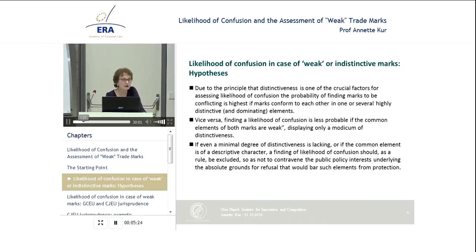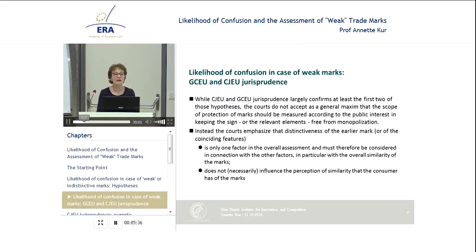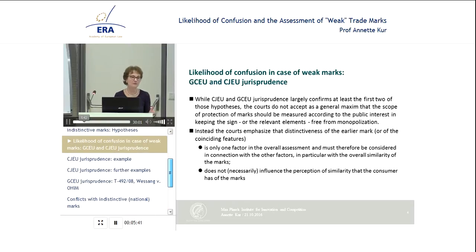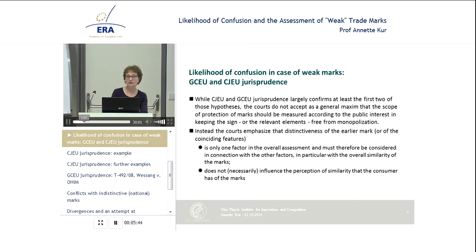Okay, if we have come so far in extrapolating certain principles from what we have seen in the statements of the court, then we have to compare this with the jurisprudence of the General Court and the Court of Justice. Now, basically, of course, at least the first two of the conclusions that were drawn on the previous slide are actually confirmed.